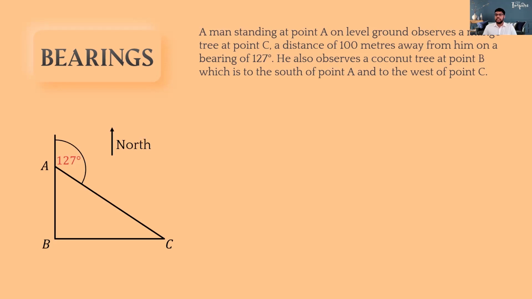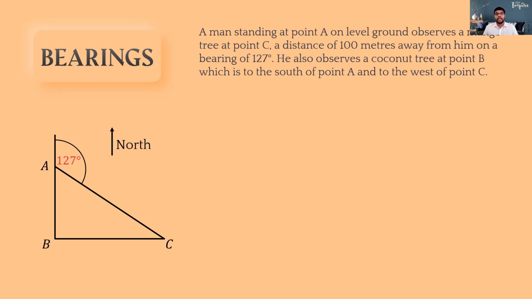Okay, children, here's a diagram. Let's read it again together. Okay, so children, you all have to read this with me. Okay, a man standing at point A. Where is the man? The man is at point A on level ground, that means on flat ground.